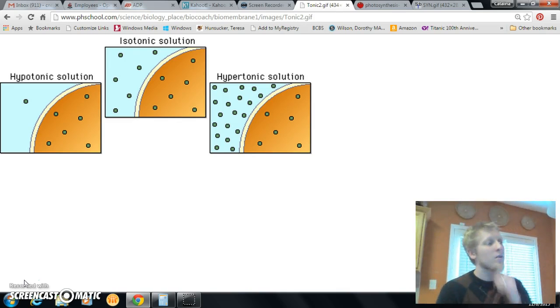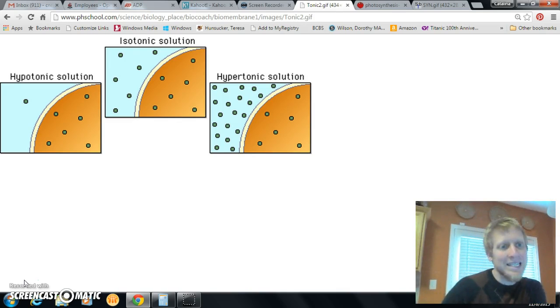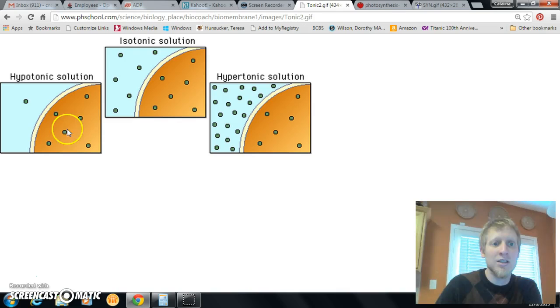Anyway, so when we see these pictures right here, we can see what happens. This is a hypotonic solution. Hypo, you should know, means below, like hypothermia, below temperature, right? When your body falls to a low temperature. So this is a hypotonic solution. This is a solution, and this is the cell. So the solution is hypotonic. It doesn't have very many particles in it.